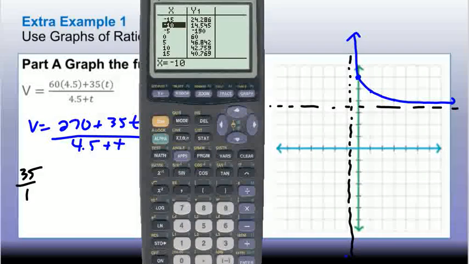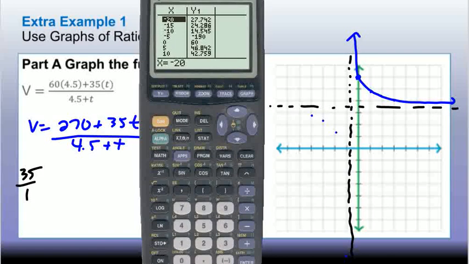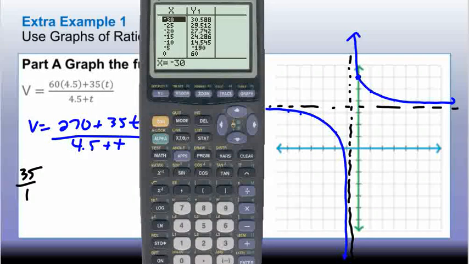Negative 10 would be 14, so roughly here. Negative 15 is 24, so roughly here. Going up, 27, so here, 29. Then you're at 30, so it's going to come like this. So there's our graph.